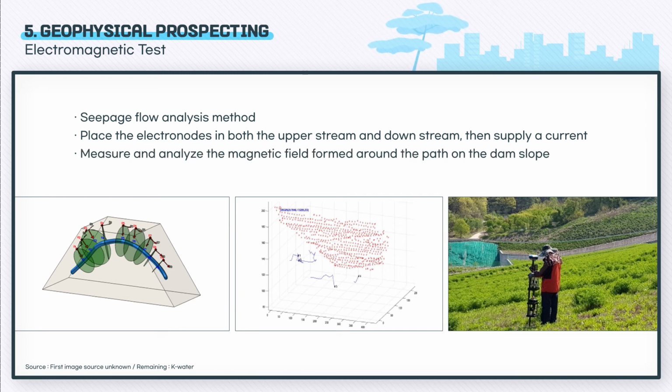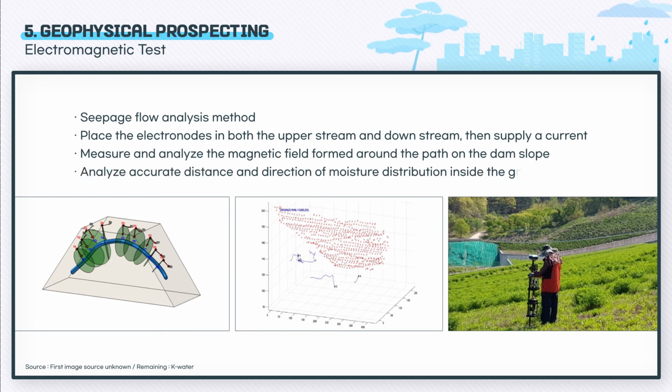When currents flow, a magnetic field is formed around the path. Thus, the leakage route of the dam body can be predicted by measuring the intensity of the magnetic field. And when conducted along with the electrical resistivity tomography method, the accuracy of the test may be enhanced.